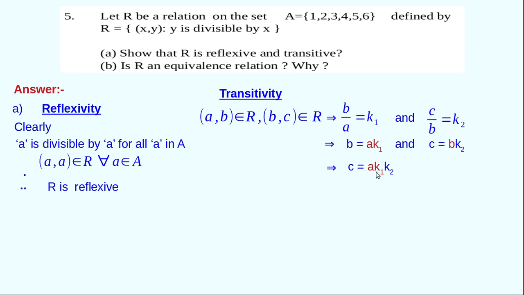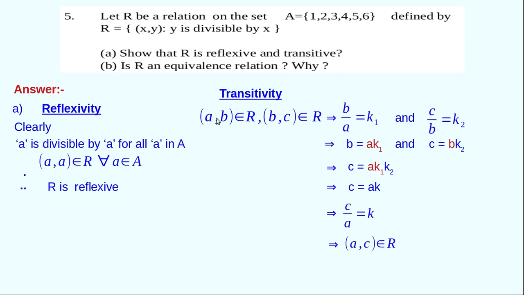K1 into K2 is the product of two natural numbers, therefore it is a natural number. Let us call it K. Then we get C is equal to AK. It means that C by A equals K, and C by A equals K means C is divisible by A. Clear? C is divisible by A, or AC belongs to R.